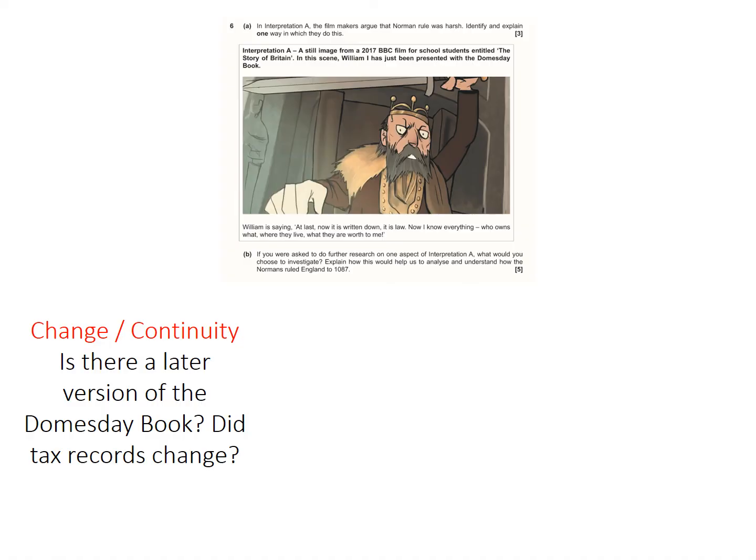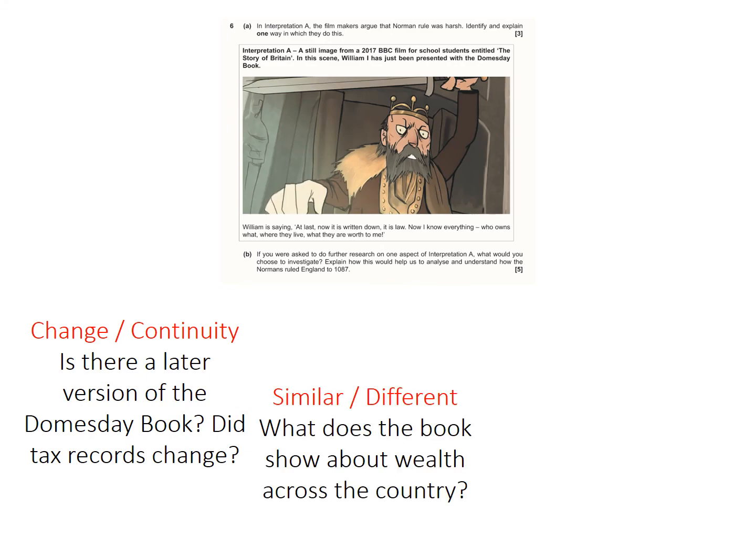Change and continuity. I'd like to look at whether there was a later version of the Domesday Book. I know the Domesday Book was published in the 1080s. I'd like to look at 100 years on. How did those tax records change? Do they show the same people who were owning the land then? Do they show that they were owning the same amount of land? Do they show that they're owning the same types of property? Change and continuity.